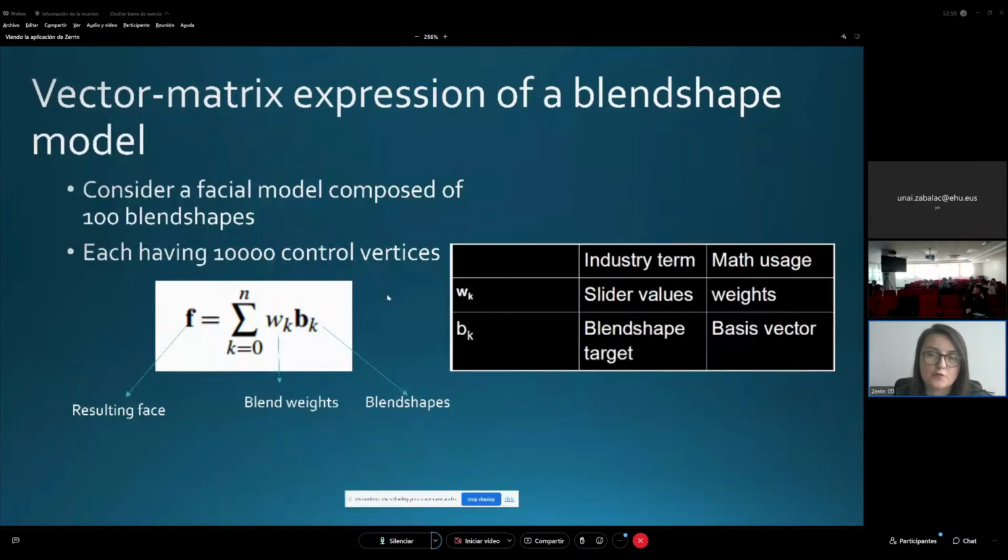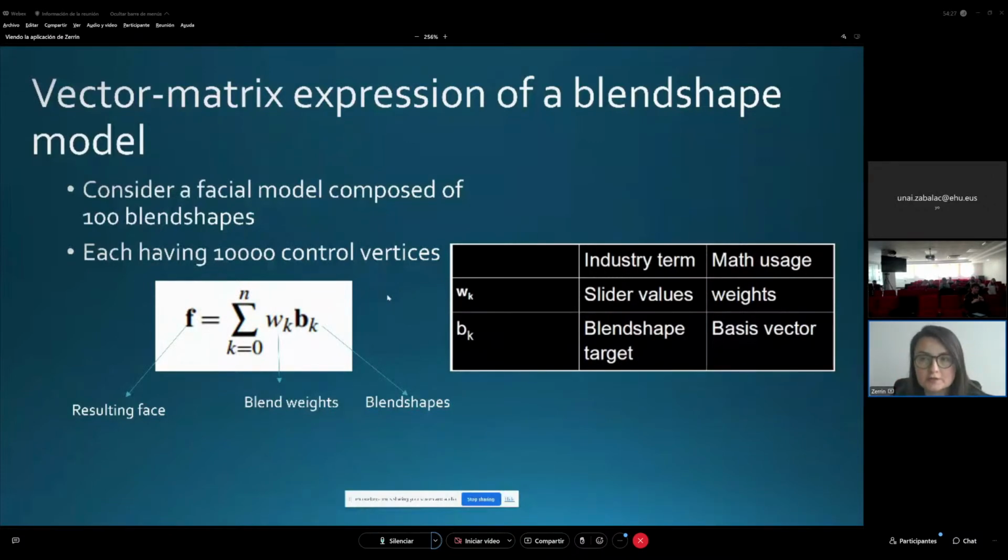An industry term for this is slider values, or blend shapes, or morph targets, because the animators are manipulating or changing these sliders. You can have hundreds or thousands of blend shapes, depending on the complexity of the animation or the game or the movie that you are developing.